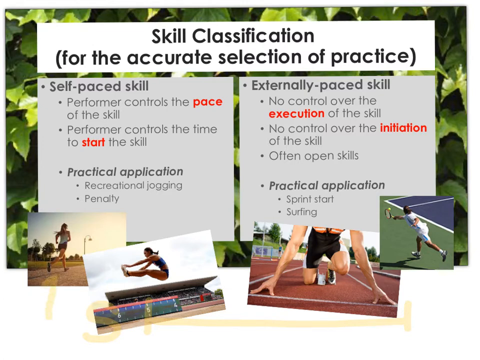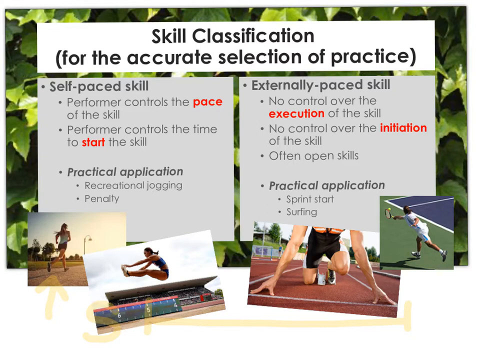In a recreational jog, the runner would control both the starting and the pace of the skill. In a long jump, the performer will control the start of the skill but will not control the pace once they are in the air.